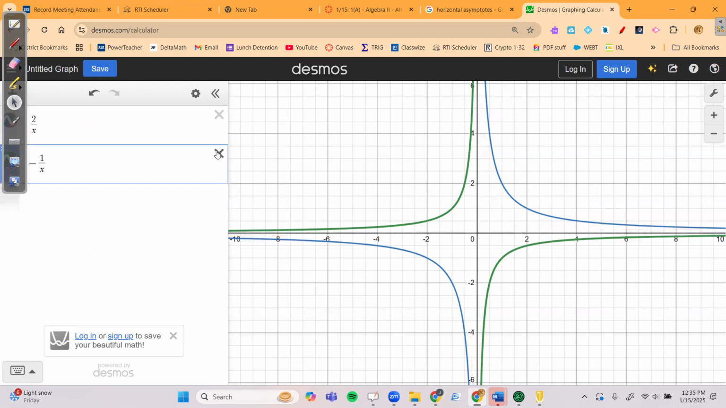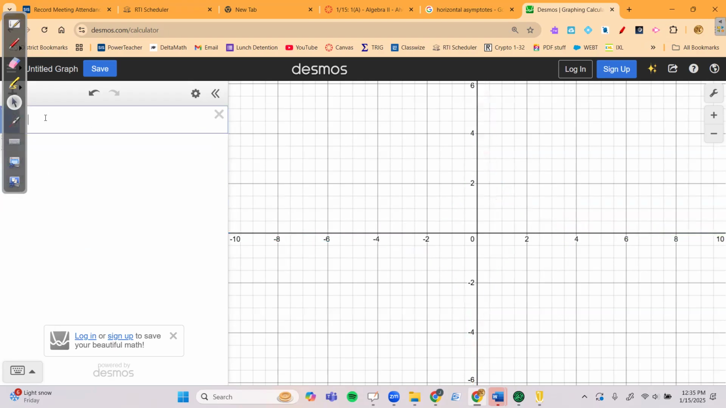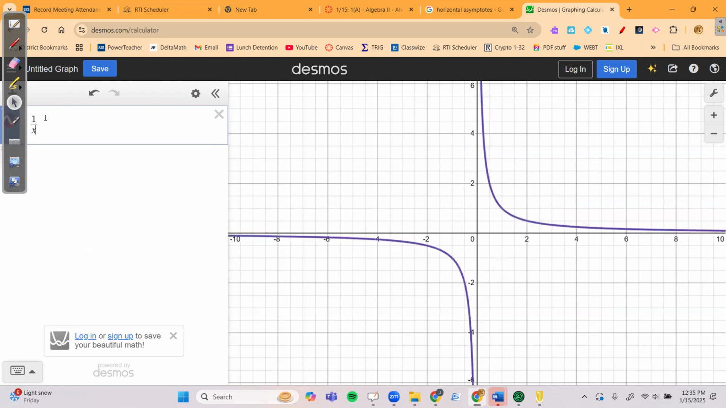I'm going to delete these now. And let me ask you another question. What do you think is going to happen if I do 1 over x, but after I put like a +3? Oh, it's going to move it up 3.